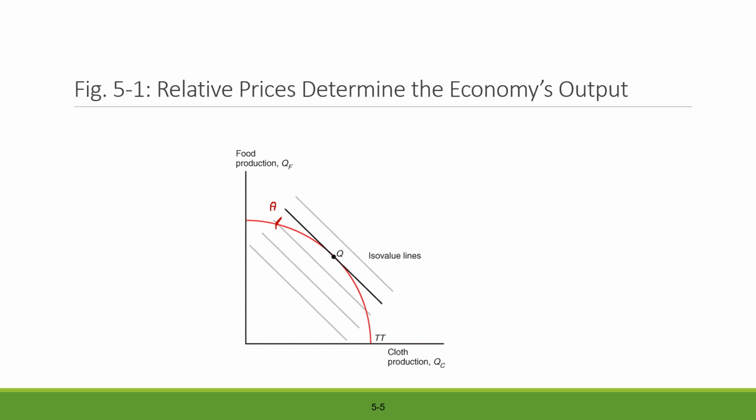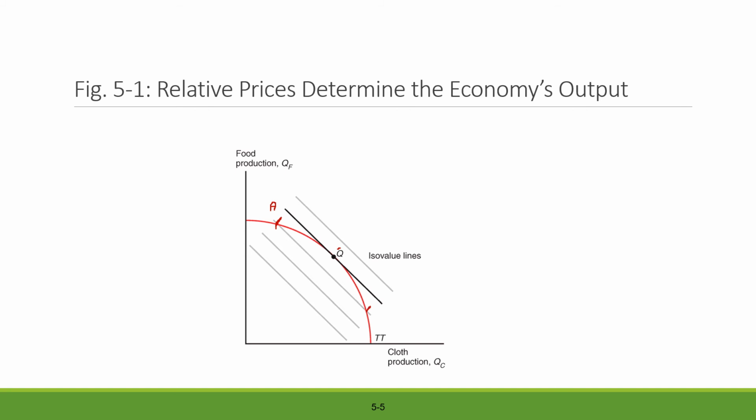We can produce at point A and that production will be efficient because it uses our entire resources, but the value at point A will be less than the value at point Q. Point Q has more value. Why? Because it lies on the higher iso value line.